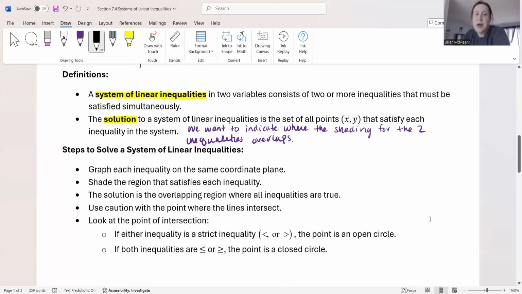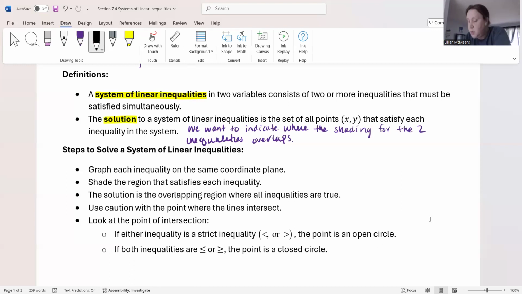So what we would do is graph each inequality on the same coordinate plane. So one Cartesian plane, two inequalities. It does get a little messy, so go above and beyond to just be as neat and precise as you can. Okay. Shade the region that satisfies each inequality, but you don't want to fully shade. You just want to very gently shade to avoid even more of a mess. Okay. The solution is the overlapping region where all inequalities are true. So it's where the shading overlaps.